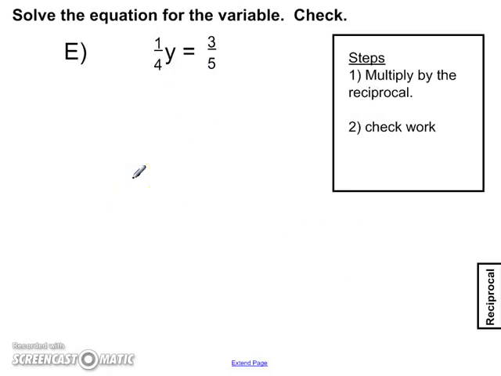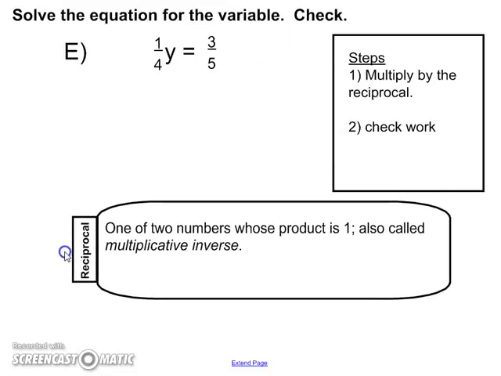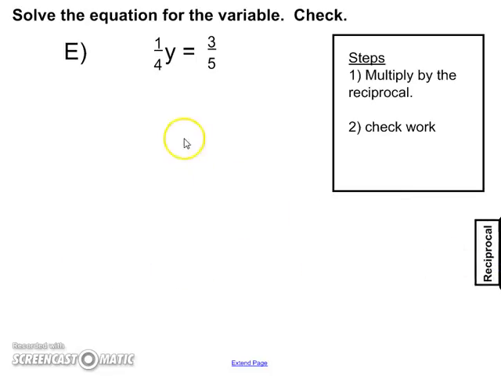Now, 1/4 times y equals 3/5. And here are some steps, and this is where knowing something about a reciprocal comes into play. The definition of a reciprocal: one of two numbers whose product is 1, also called a multiplicative inverse. This term is important because we can use the idea of a reciprocal to our advantage. What can I multiply 1/4 by to make a 1? Because instead of a fraction, I want this to be 1y.